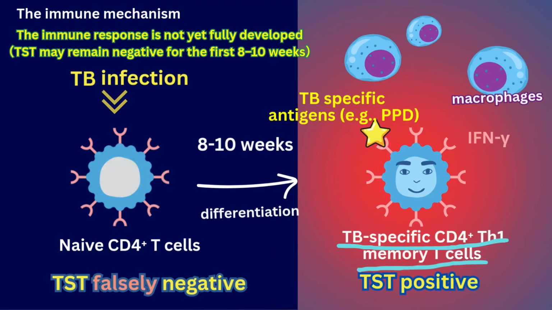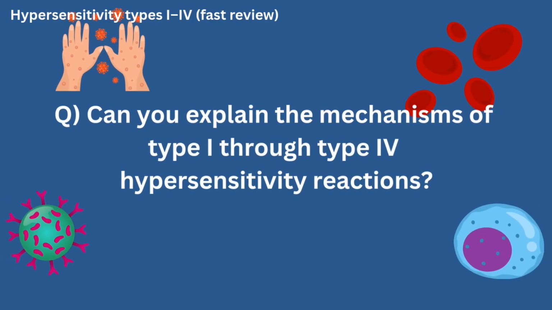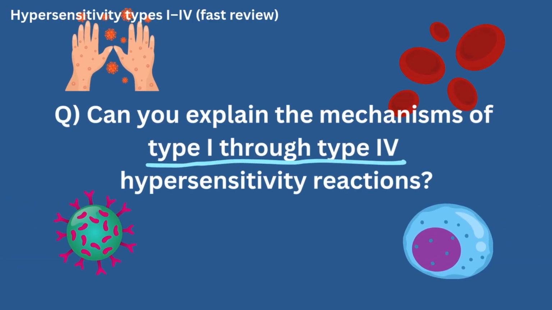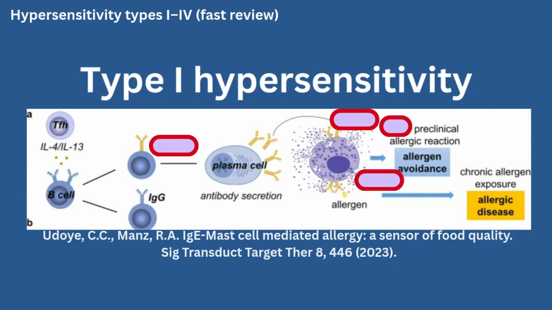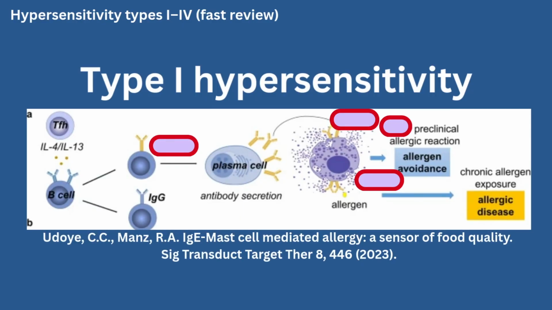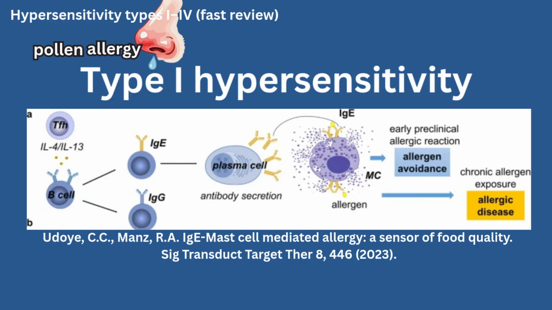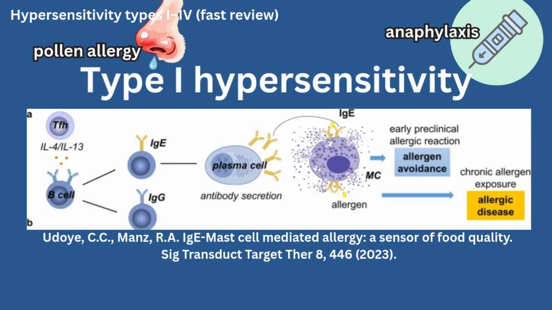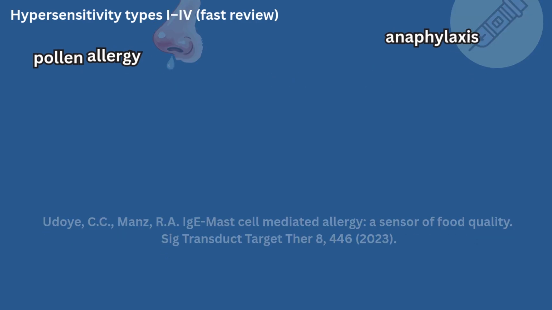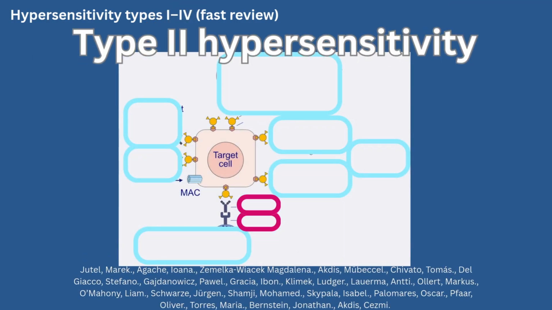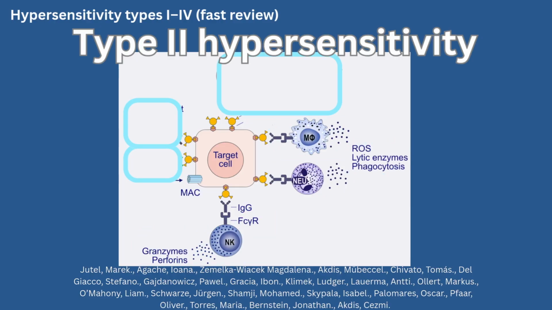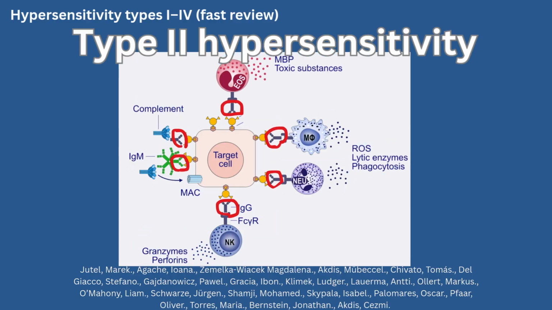Let's quickly review hypersensitivity reactions, types 1 through 4. Type 1 is immediate hypersensitivity. It is mediated by IgE and mast cells, and it happens quickly. Common examples include allergies, asthma, and anaphylaxis. Type 2 is antibody-mediated hypersensitivity. IgG or IgM antibodies target cells directly, leading to cell damage. A classic example is hemolytic anemia.